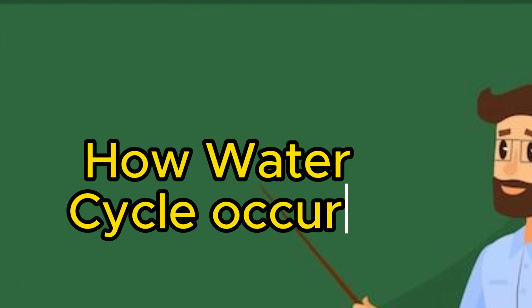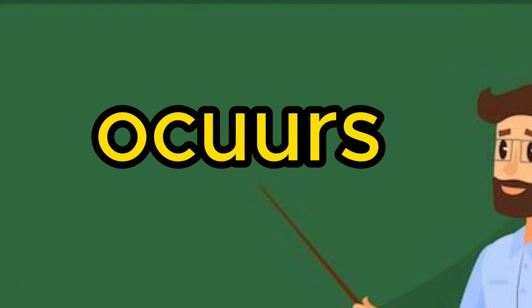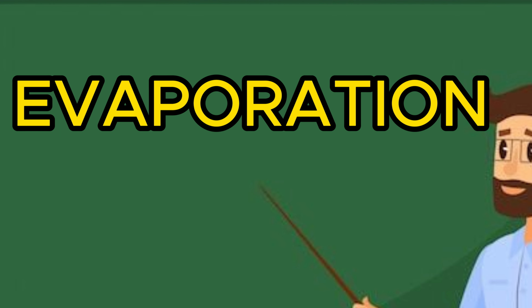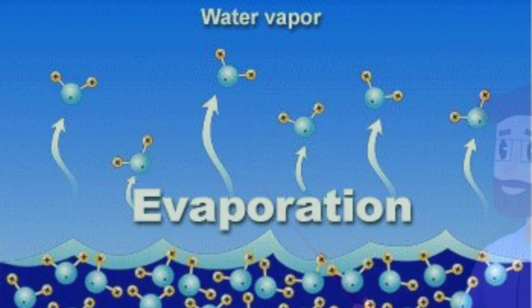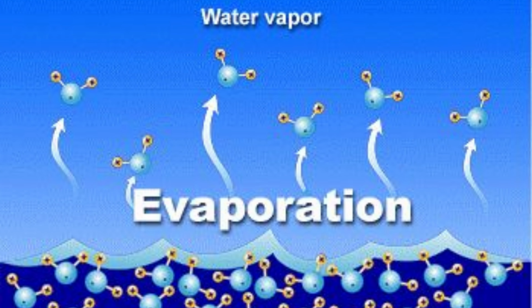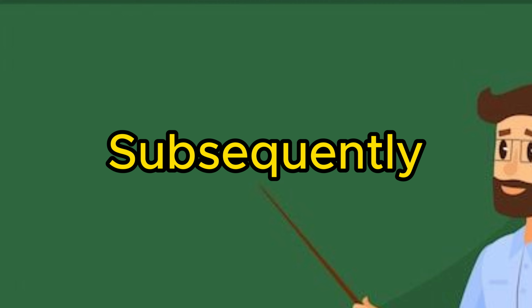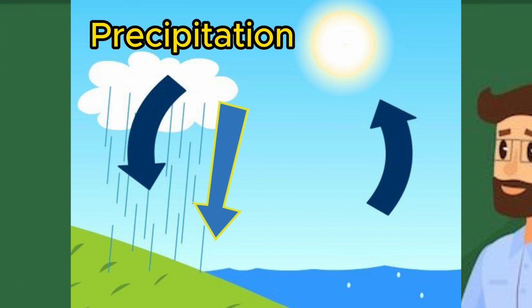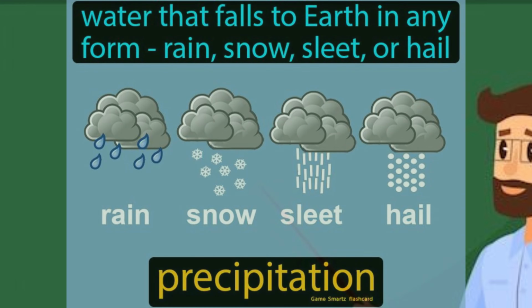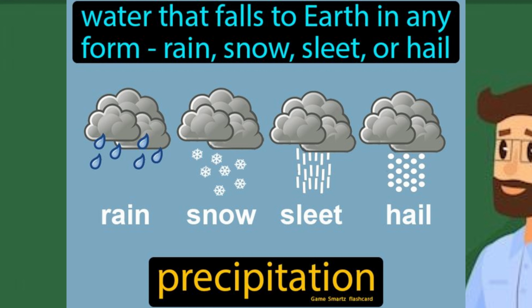2. How does it occur? The water cycle occurs through the processes of evaporation, where water turns into vapor due to heat, and condensation, where the vapor transforms into clouds as it cools. Subsequently, precipitation releases water from the clouds in the form of rain, snow, or other precipitation types, completing the cycle.